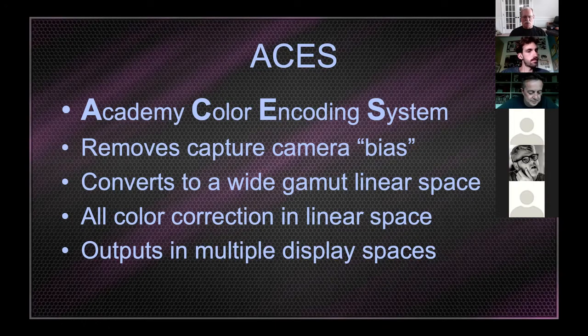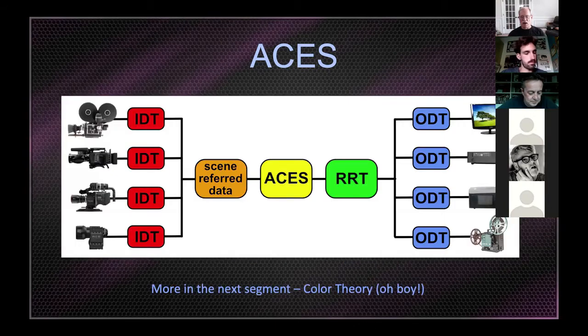It also moves the data into a huge wide gamut color space, so large you can't possibly clip it, so large you could never build a display device that could show all the colors. And all of the color correction is done in this linear space, and then you can output ACES in multiple formats. This is the overall workflow for ACES, and we're almost done, by the way.